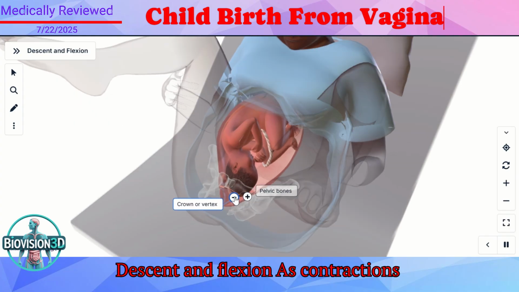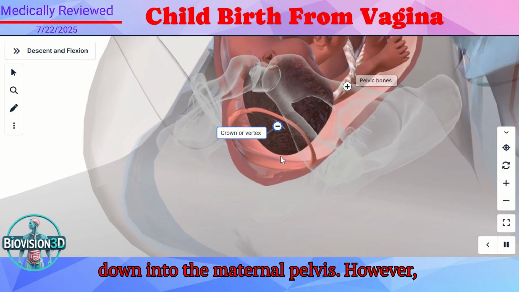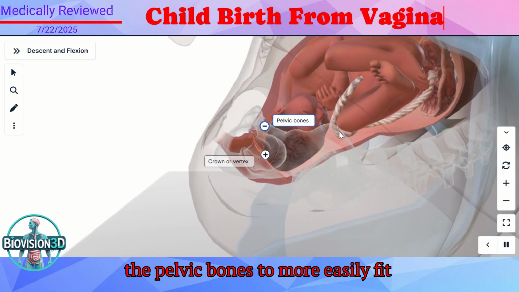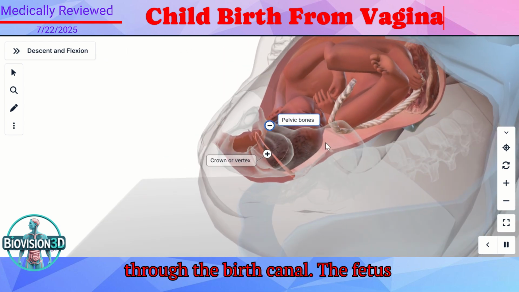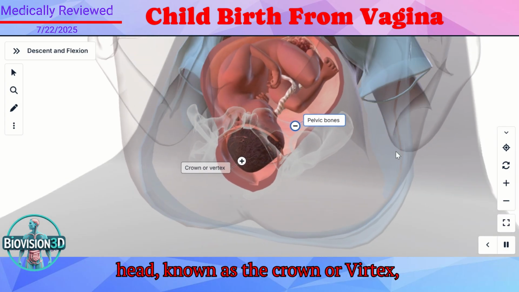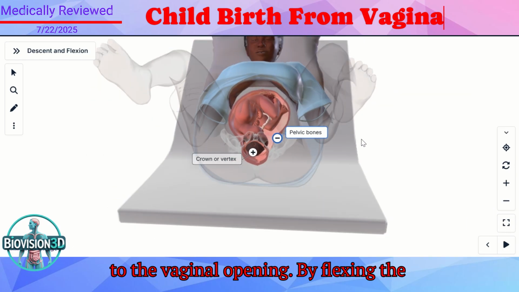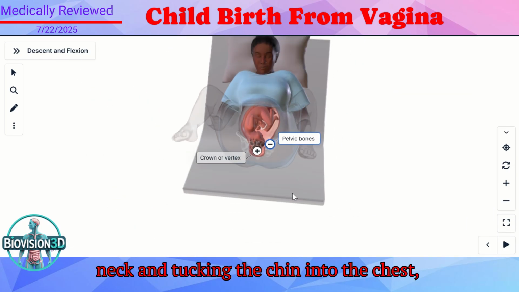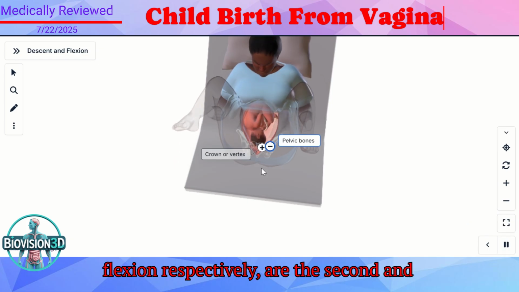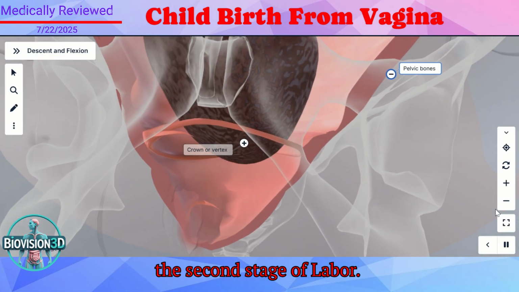Descent and flexion. As contractions continue, the fetus is pushed further down into the maternal pelvis. However, the fetal head encounters resistance from the pelvic bones. To more easily fit through the birth canal, the fetus accommodates the most narrow part of the head, known as the crown or vertex, to the vaginal opening by flexing the neck and tucking the chin into the chest. These movements, known as descent and flexion, respectively, are the second and third cardinal movements and occur during the second stage of labor.